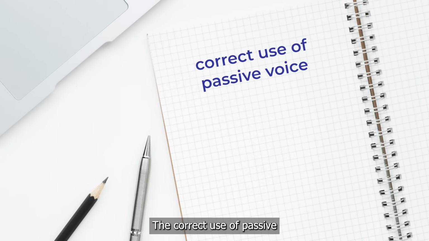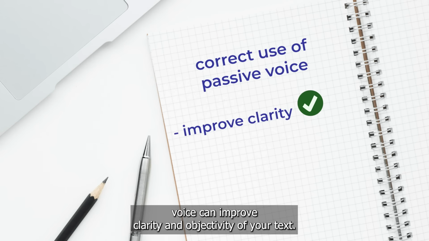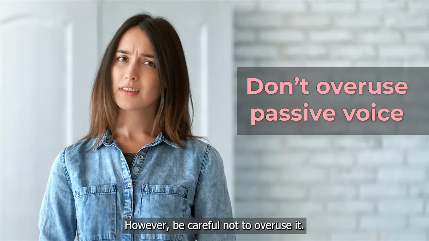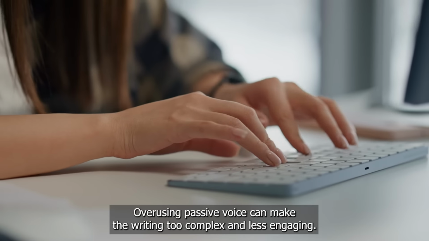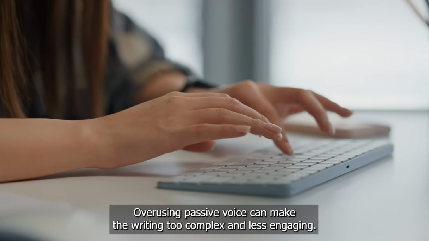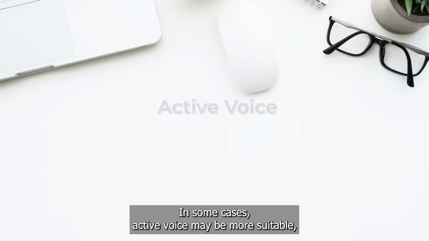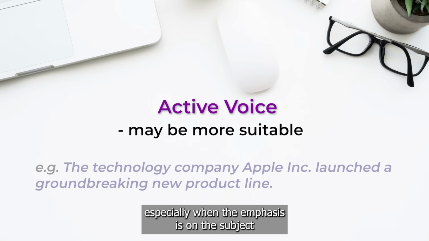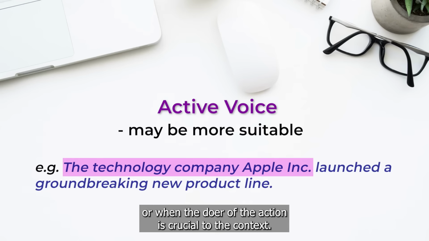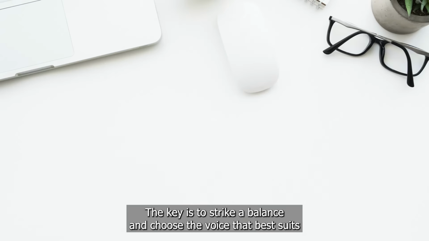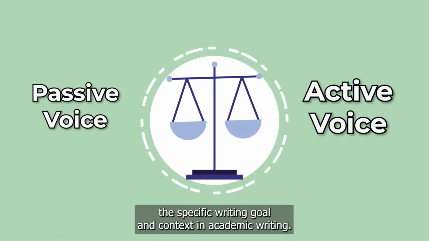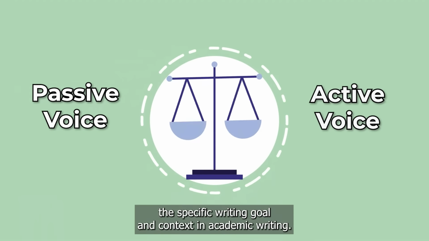The correct use of passive voice can improve clarity and objectivity of your text. However, be careful not to overuse it. Overusing passive voice can make the writing too complex and less engaging. In some cases, active voice may be more suitable, especially when the emphasis is on the subject or when the doer of the action is crucial to the context. The key is to strike a balance and choose the voice that best suits the specific writing goal and context in academic writing.